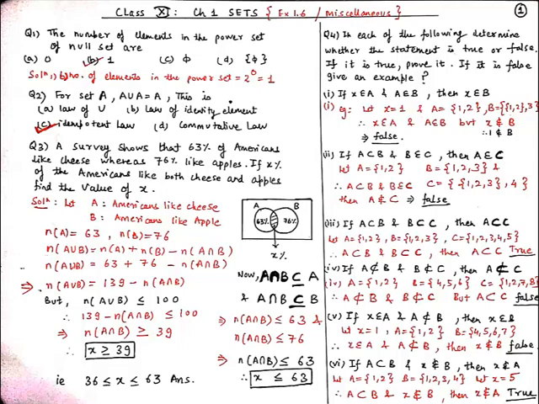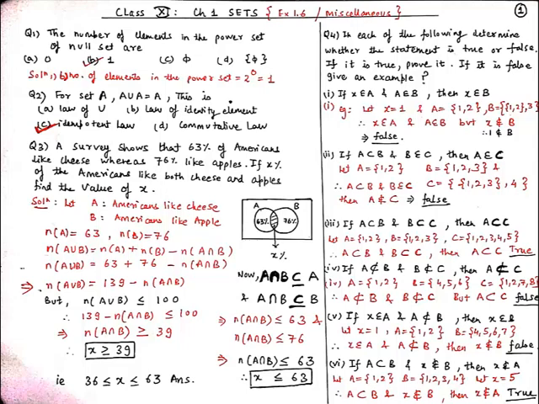Now in the third part, if A is a subset of B and B is a subset of C, then A is a subset of C. Now let's say a set A is equal to {1, 2}, set B is equal to {1, 2, 3} and set C is equal to {1, 2, 3, 4, 5}. So from here we can see that A is a subset of B and B is a subset of C, and also A is a subset of C. So yes, the statement is true in the third case.